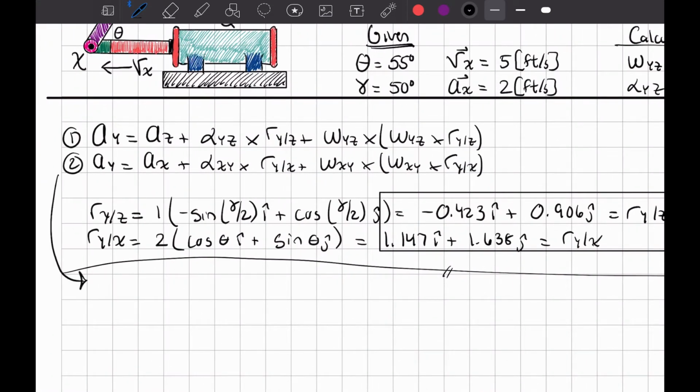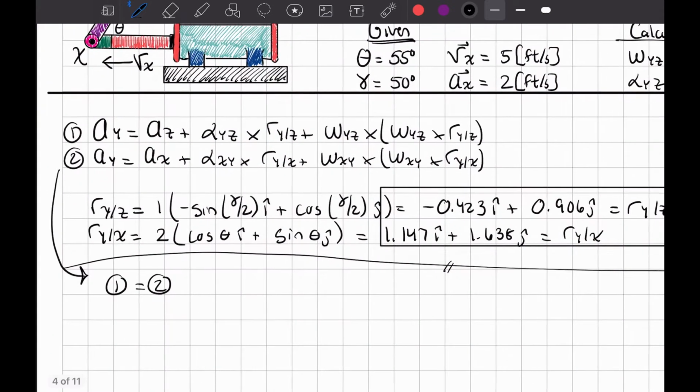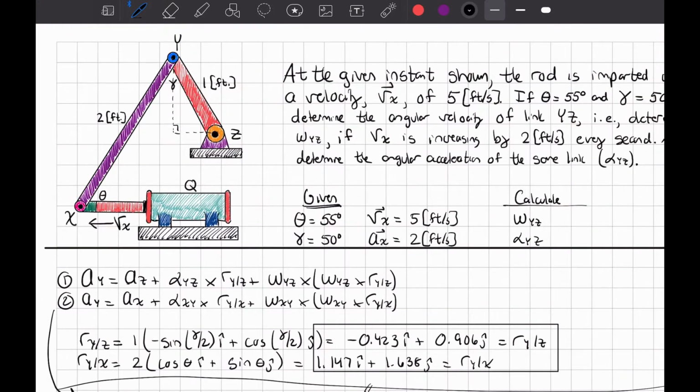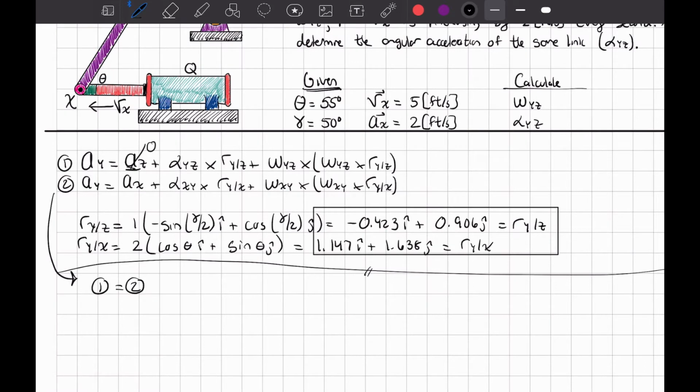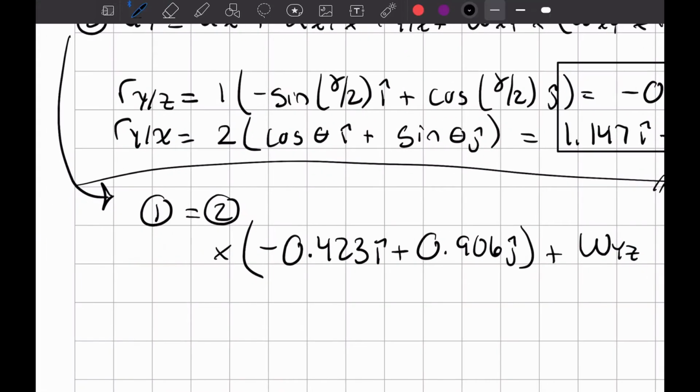So the next step is we want to start populating equations 1 and 2. Because we have two equations for the acceleration of pin y, we can go ahead and calculate. We see that the acceleration of pin z, which is constrained to be stuck to that plate or ground, we can say is just 0.